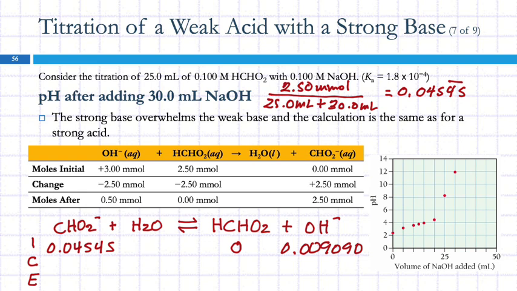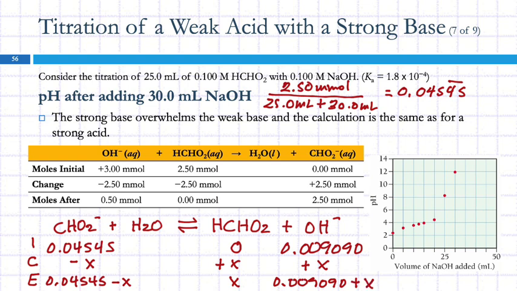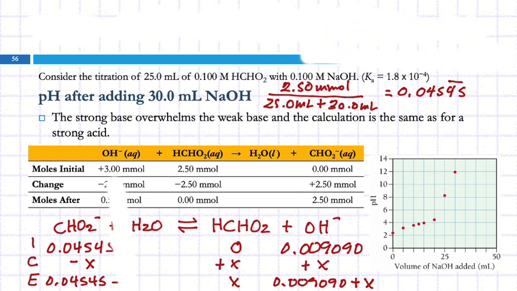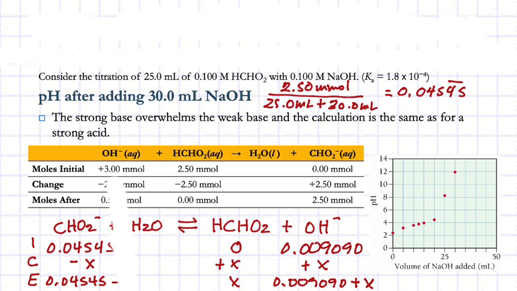So then we look at the change. This will be minus x, plus x, plus x. And we do not have enough space, so we will make some space up here. Magic. You've got margins on your printed notes. Kb is the HCHO2 times hydroxide divided by the CHO2 minus.